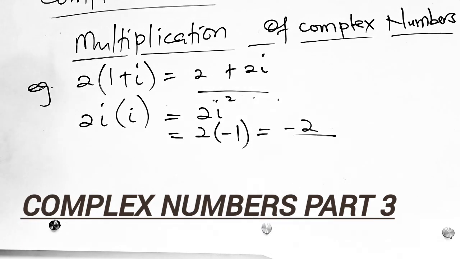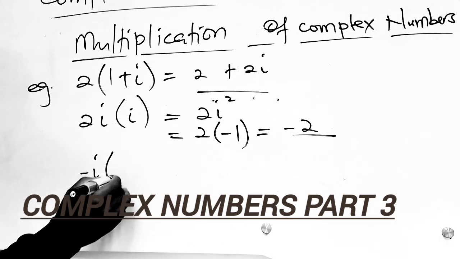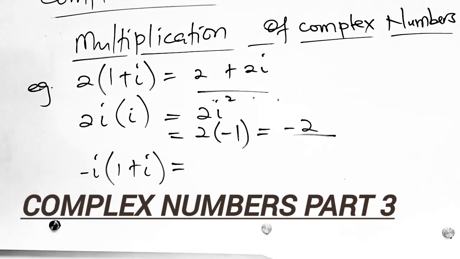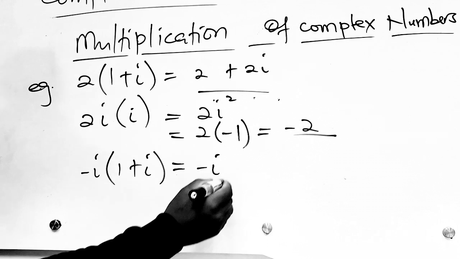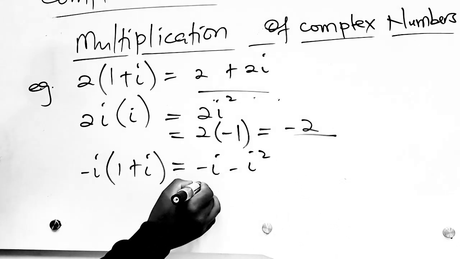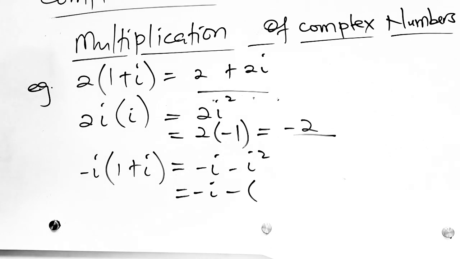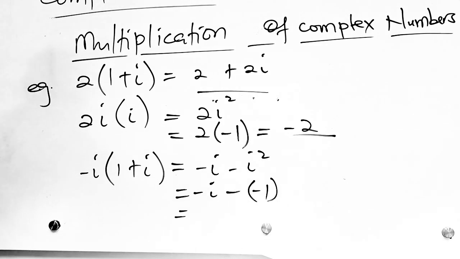Third example: minus I, open bracket, 1 plus I. We get minus I multiplied by 1 is minus I. Minus I multiplied by positive I is minus I squared. Then we have minus I. Minus I squared is equivalent to minus, minus 1. Then we substitute with minus 1 there. Then it becomes a minus and a minus, we get a plus.